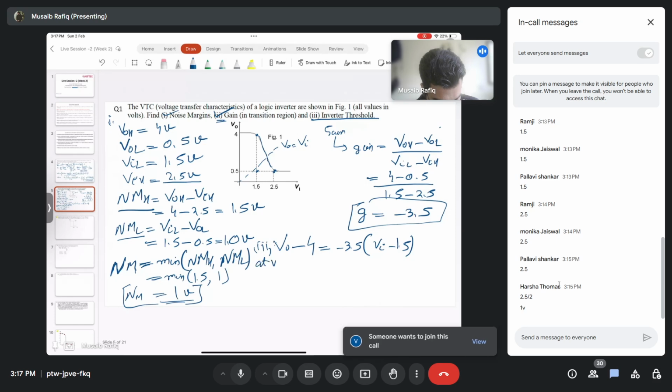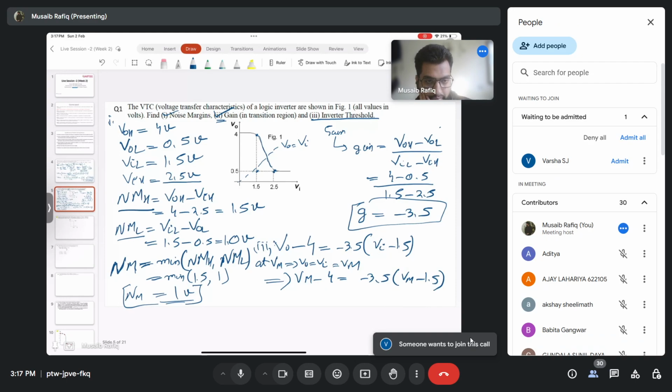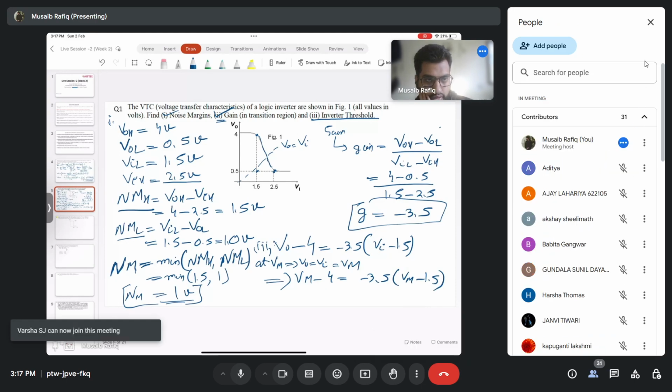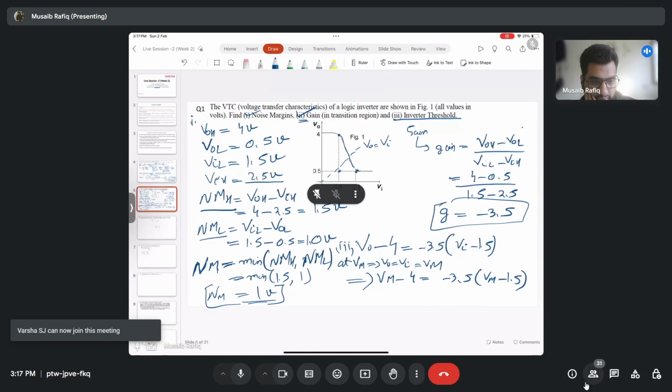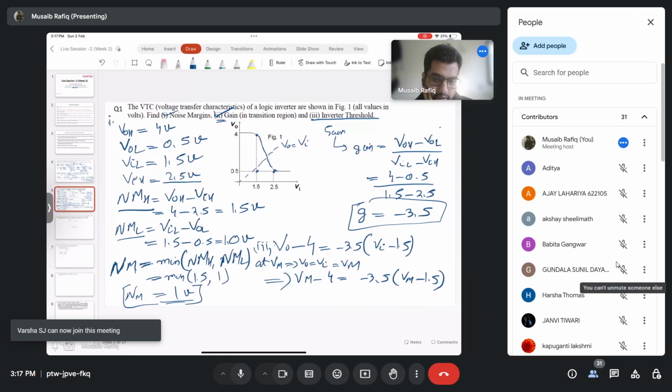At Vm we have V0 equal to Vi equal to Vm. Then we'll have Vm minus 4 equal to minus 3.5 times Vm minus 1.5. Simplify it at your end. I'll wait for a couple of 10 to 30 seconds. I want you guys to simplify it or do the calculations at your end.